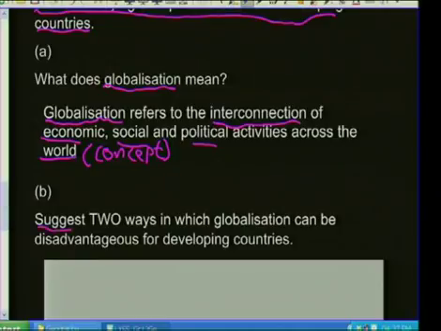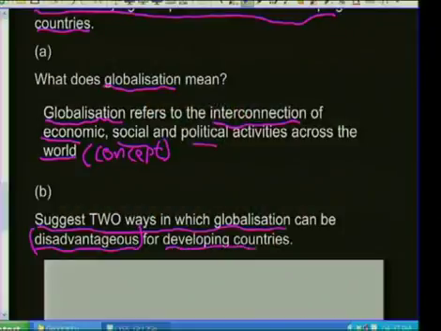Suggest 2 ways. That's your next one here. Suggest 2 ways in which globalization can be disadvantageous. Learners, we're finding some problems with this. You don't see the action words. Disadvantageous. All right? That means the problems that it creates for developing countries.